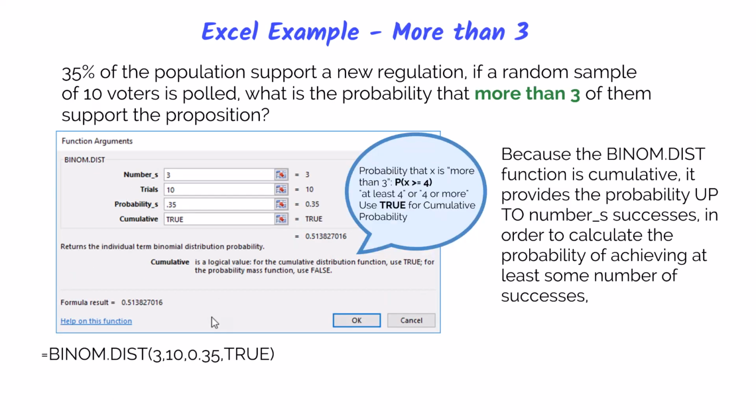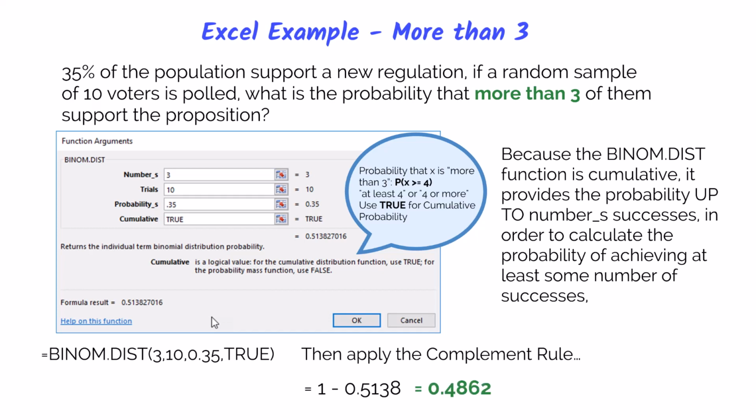So in our last scenario here, we want to know the probability of more than 3. So now this is tricky because the cumulative argument works from left to right, or up to the number of successes. However, we can use the complement rule here to get what we want. We will use the exact same inputs as we did on the last slide for 3 or fewer, and then just apply the complement rule. So we're going to take 1 minus 0.5138, and we get 0.4862.